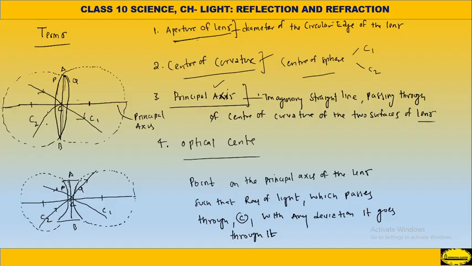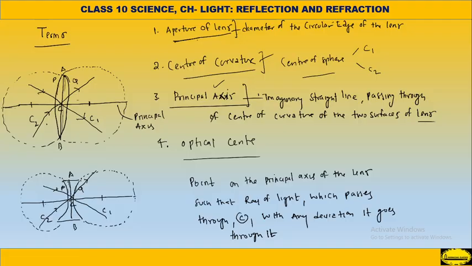Similarly, here we can show that no deviation is seen when a ray of light is incident at the optical center of the lens. Deviation is not seen here, and without deviation the light ray passes through it.